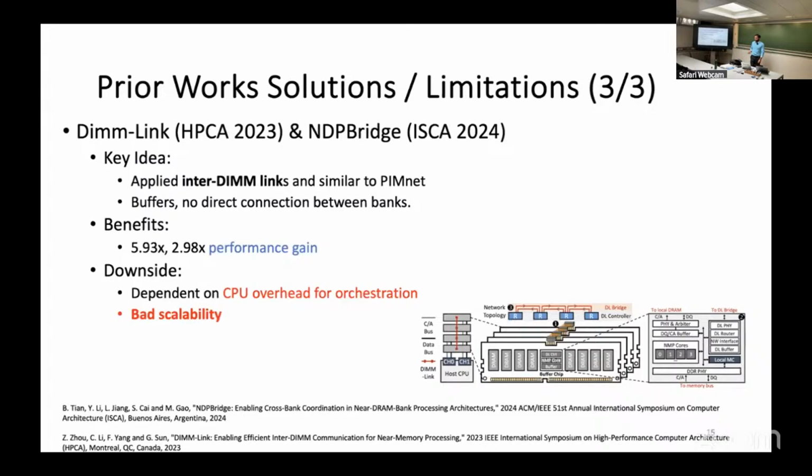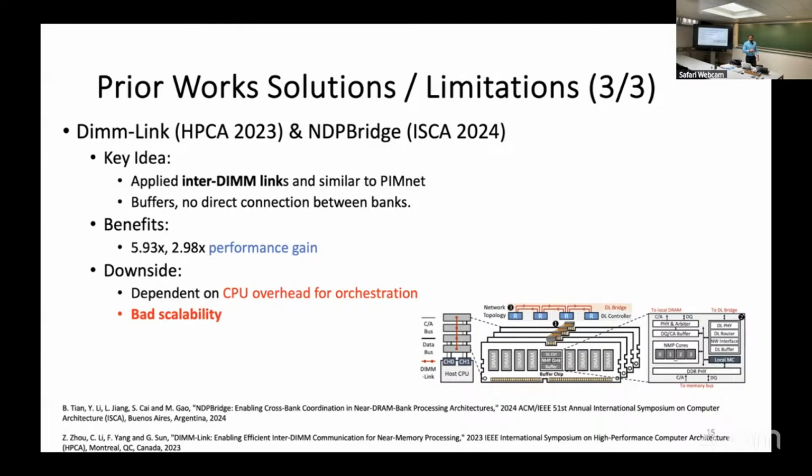The last 2 prior works were software implementations. These are now hardware implementations. So you have DIMLink from HPCA 2023 and also NDP Bridge from ISCA 2024, similar papers. DIMLink was a paper which basically added features of DIMM bridges between DIMMs to have interconnectivity. And then NDP Bridge was very similar to PIMnet. You'll see later in a second. But the problem with NDP Bridge was the fact that they used buffers and they didn't have any interbank communication. But the rest of PIMnet and NDP Bridge was very similar otherwise.